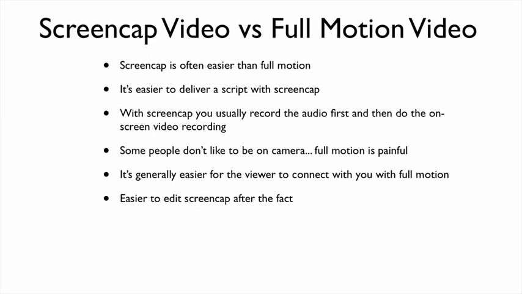In fact, if you find a situation where you do need to edit something into a full motion video, a lot of times the best way to do it is to record it as a screen cap and just put a little screen cap section in the middle of your full motion video. Now, it can be awkward if you've got a 15-minute video and then you just have one piece of screen cap in the middle, so you have to play with that. You might have to add several different screen cap segments, but you could do that. But the overall message is that it is easier to edit screen capture after the fact than it is to do the same with full motion video.